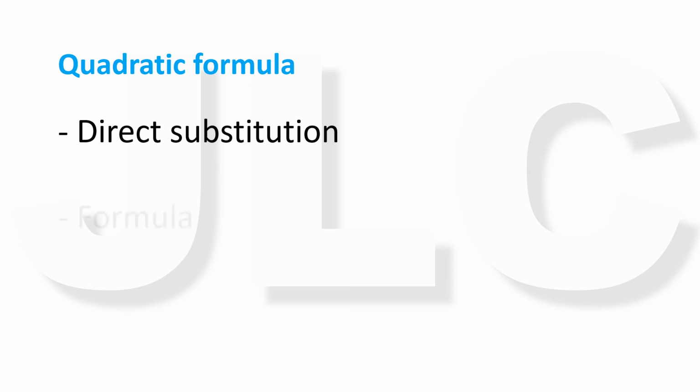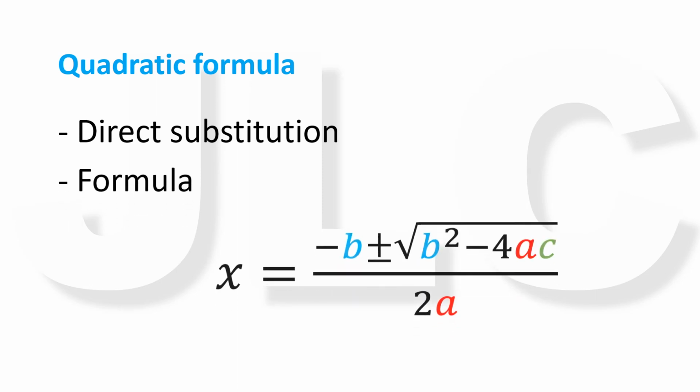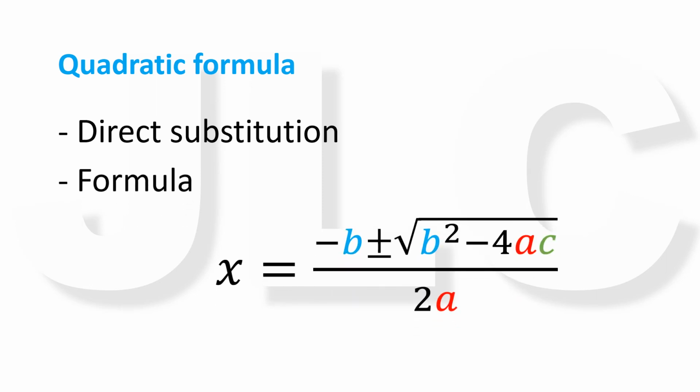The explicit way to solve a quadratic equation is by the quadratic formula. This method works by direct substitution. All we need to do is identify the coefficients and plug into the formula to get the solution. The formula is x equals negative b plus or minus the square root of b squared minus 4ac over 2a.